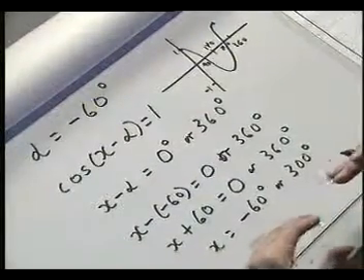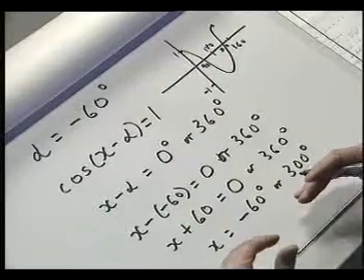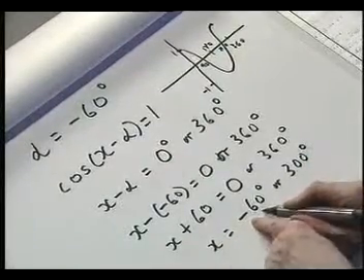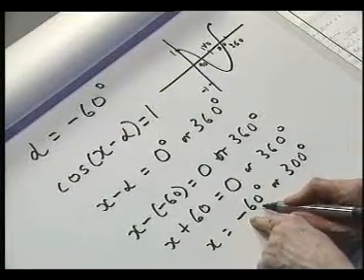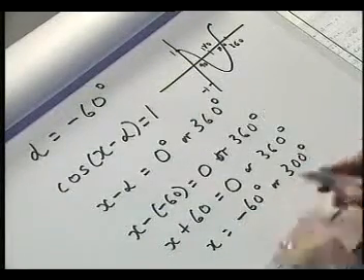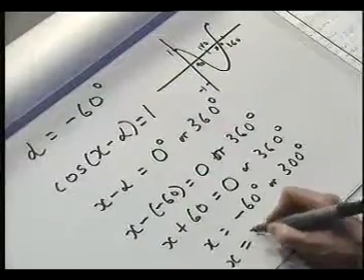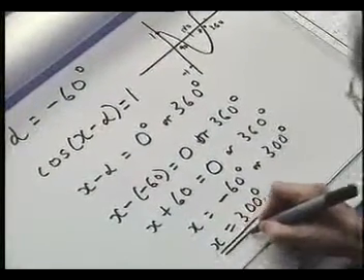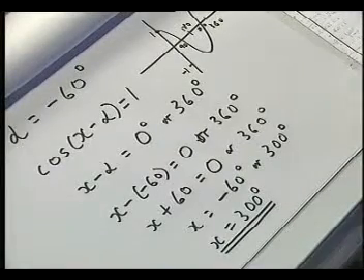Remember, the original range of values of x was between 0 and 360. So this is not an answer, minus 60 degrees. This one is the only answer within our range of values of x. So x is equal to 300 degrees.